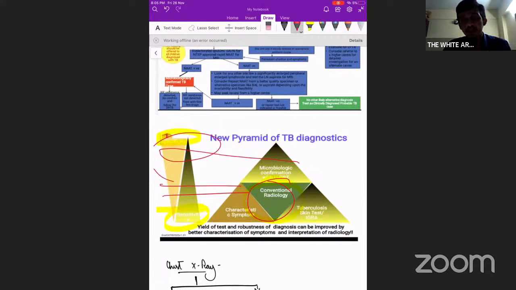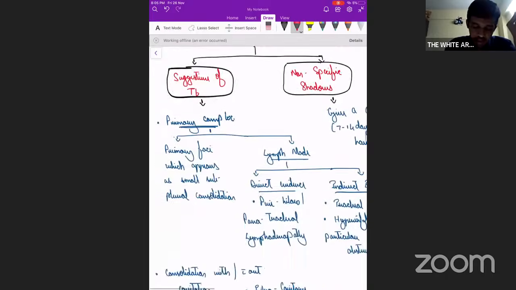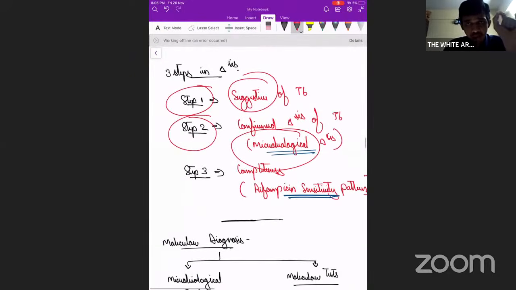So once confirmed by microbiological diagnosis, we can tell for sure that it is a case of tuberculosis. The first step in the diagnosis is to see whether it is suggestive of TB. The second step is microbiological confirmation. And the third step is drug sensitivity testing, which has been made universal under our program.